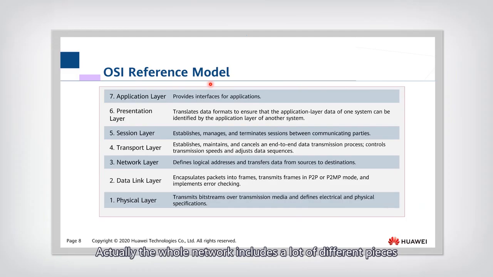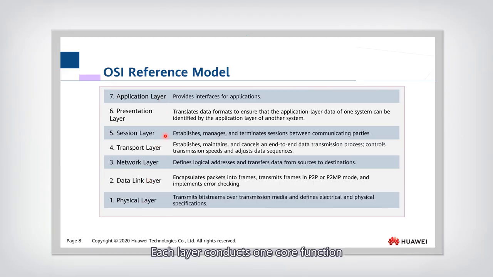Actually, the whole network includes a lot of different pieces. We cannot learn every detailed bit. Actually, we can divide them according to certain criteria. So according to what they are doing, the main functions, the whole network can be divided into several different layers.